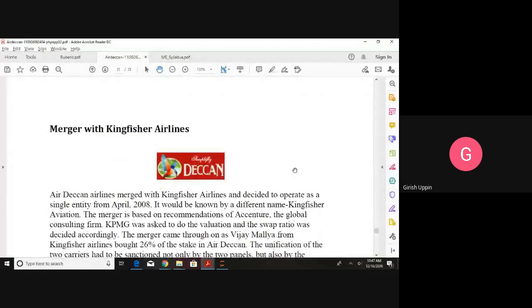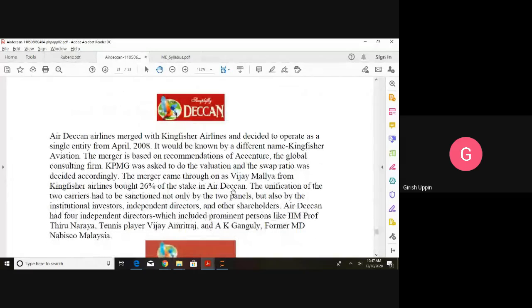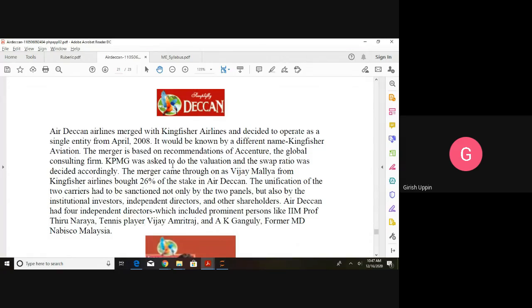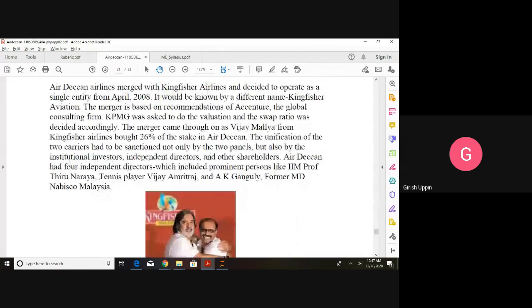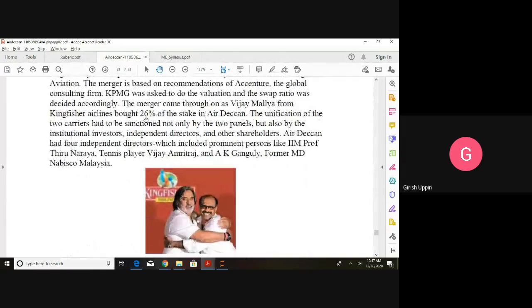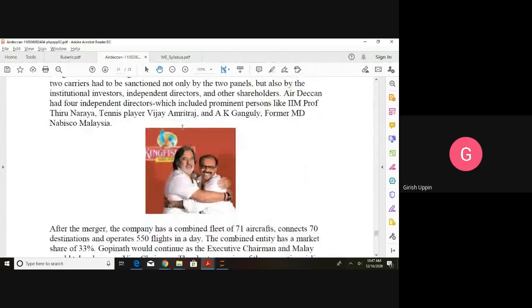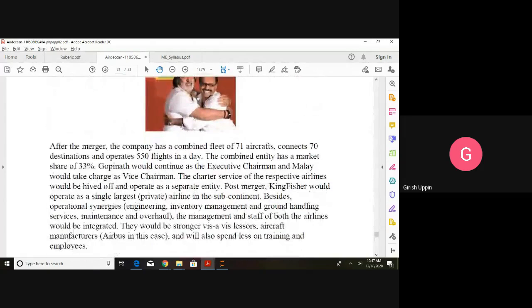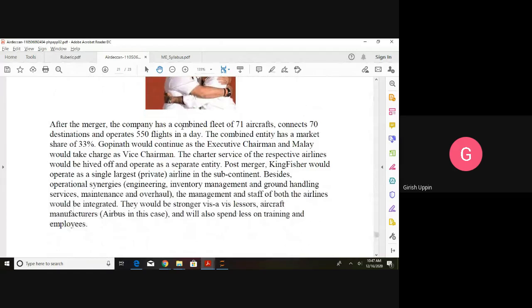Then merger with the Kingfisher Airlines. Air Deccan Airlines merged with the Kingfisher Airlines and decided to operate as a single entity from April 2008. That is when it got merged, and Vijay Mallya bought 26% of the stake. That was the end of Air Deccan, and later Captain Gopinath started the Air Deccan Cargo. That is a totally new venture.